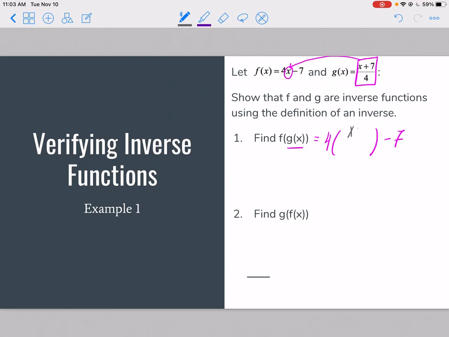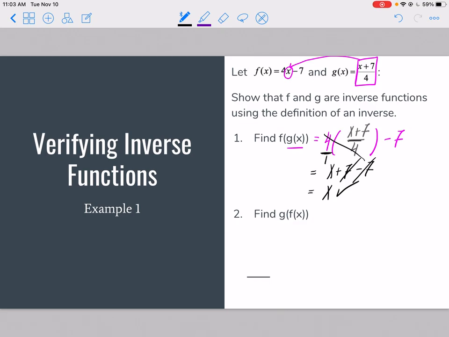Okay, so then I'm going to plug in the (x plus 7) over 4 from the g of x right there, and we're going to simplify. So this is the same thing as 4 over 1 times (x plus 7) over 4. Well, if I multiply this, the 4 in this numerator is going to divide the 4 in this denominator, which is just going to leave me with x plus 7 minus 7. And then 7 minus 7 is going to give me 0, and that gives me x, which is what I'm looking for. However, you have to always try both ways.